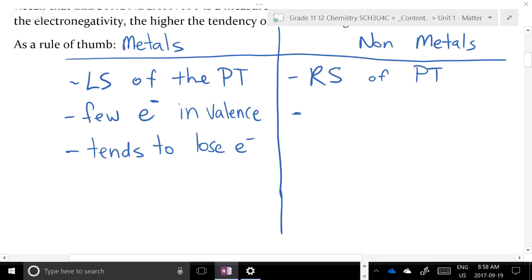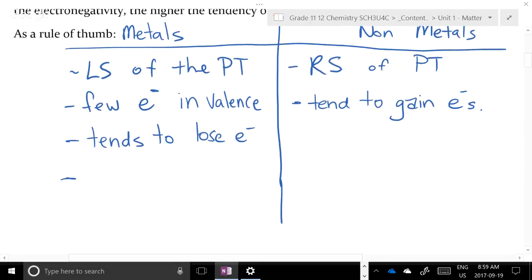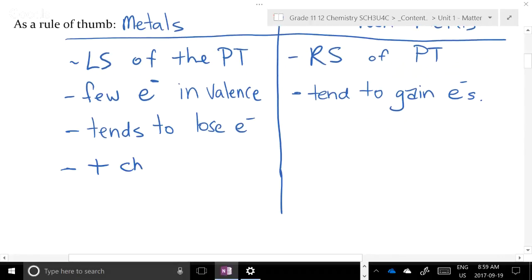Nonmetals, on the other hand, the right side of the table, they don't lose electrons. They tend to gain electrons. When they lose an electron, what charge will a metal end up taking when it becomes an ion, if it's losing electrons? What kind of charge? Yeah, good. So they make positively charged ions.